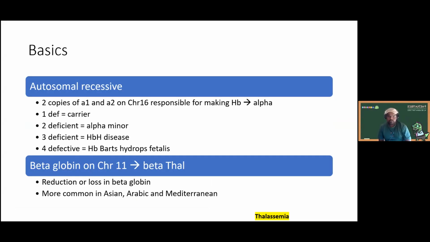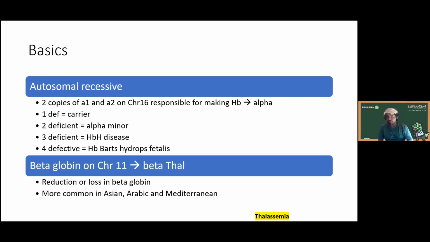Okay, going through thalassemia. So first of all, with alpha, it's an autosomal recessive condition. And really the most important thing here is that there are 2 copies of A1 and A2, which are responsible for making the alpha chain on hemoglobin. So altogether then there are 4 copies, right? So you've got 2 A1, 2 A2, so there's 4 of them.